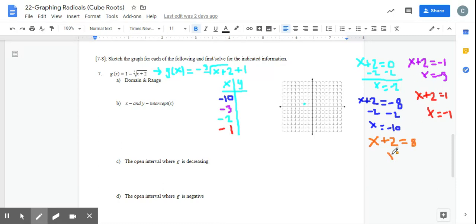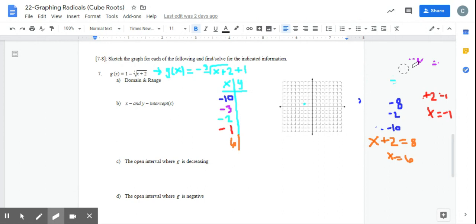So I'm going to subtract 2 from both sides, and I get x equals 6. So that will be my last value in my table there. So you should have negative 10, negative 3, negative 2, negative 1, and 6. Now, when you plug these values in, let me get rid of this. So now when I plug these values in for my x, I'm going to get my y's. So again, you're going to have 5 points on these graphs.